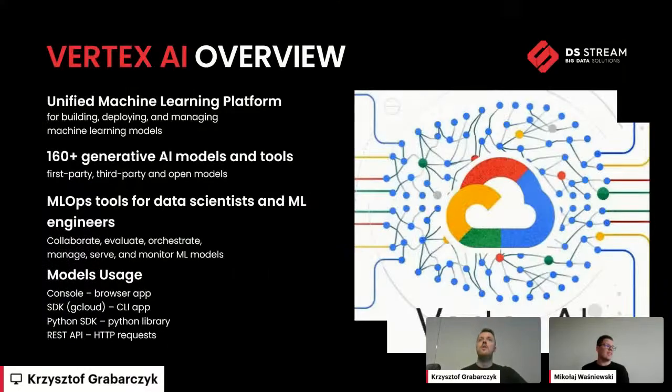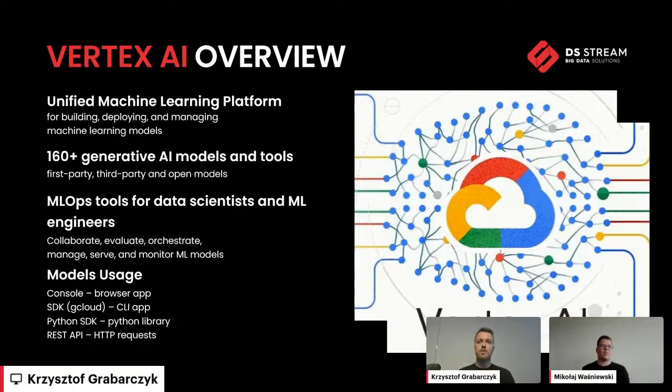Okay, firstly, I will tell you a little bit more about Vertex AI, which is a platform provided by Google. It is a unified machine learning platform for building, deploying, and managing machine learning models. It is not only for DevOps, MLOps, or data scientists, but it is also for business. There are more than 160 generative AI models there, from first party, meaning Google, from third party, and open models.